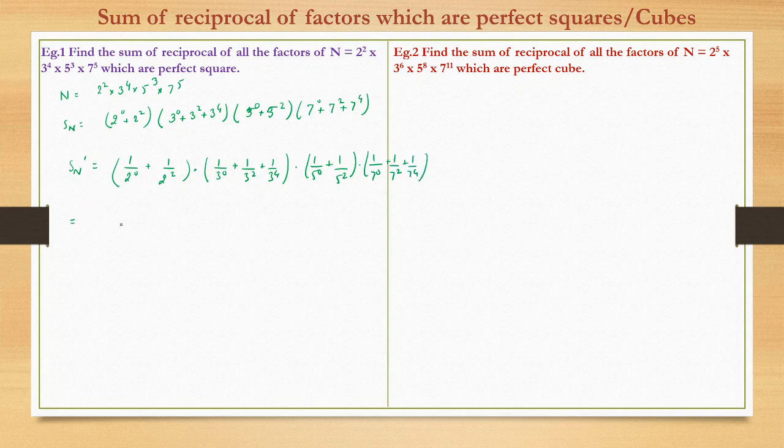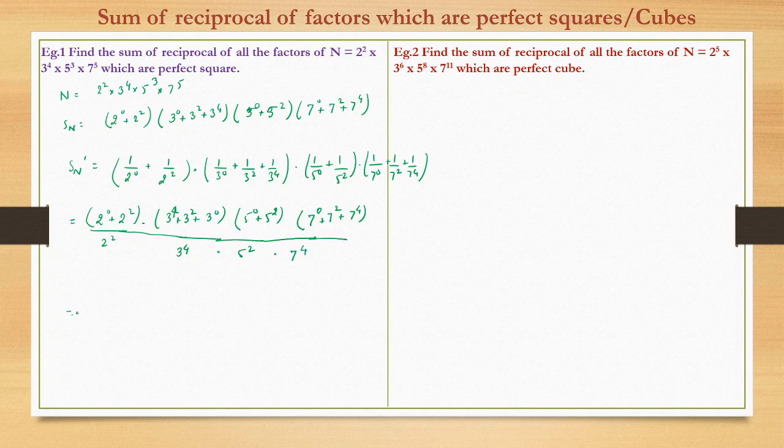Now if we take the LCM, again it becomes the same thing as in the previous question we saw. The second term would be 3 raised to power 4 plus 3 raised to power 2 plus 3 raised to power 0, and here the LCM is 3 raised to power 4, and 5 raised to power 0 plus 5 raised to power 2. Here it becomes 5 raised to power 2 and 7 raised to power 0 plus 7 raised to power 2 plus 7 raised to power 4. 7 raised to power 4 would be the LCM, yeah.